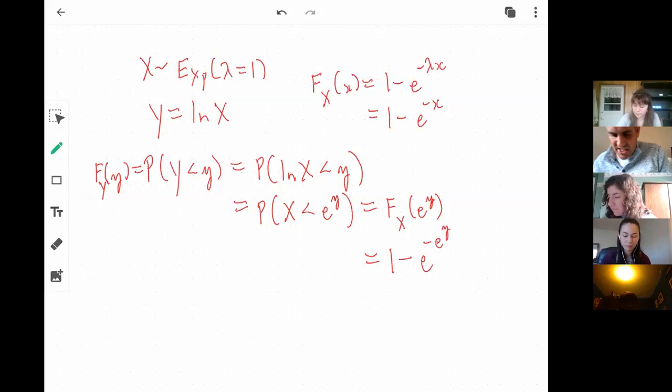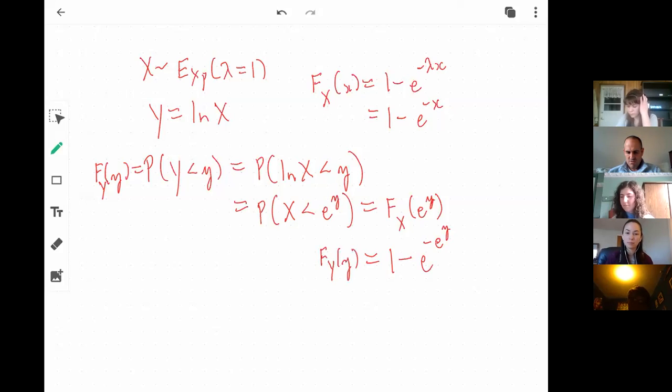But they wanted the density. Well, what do I do now? I just found the CDF of y. It's given by that, correct? How am I going to find the density?